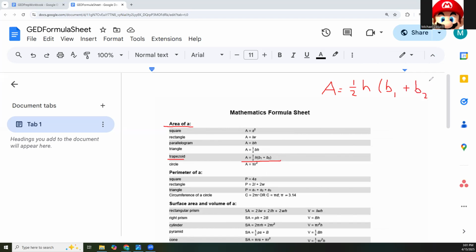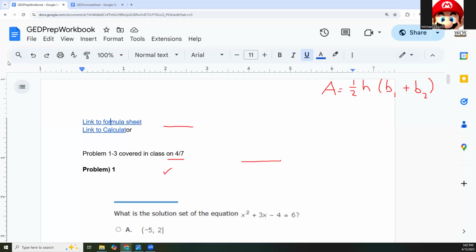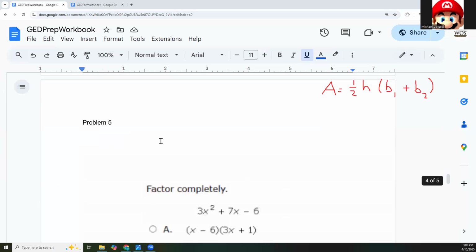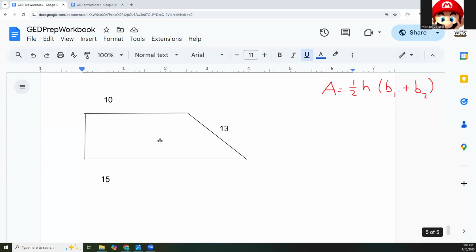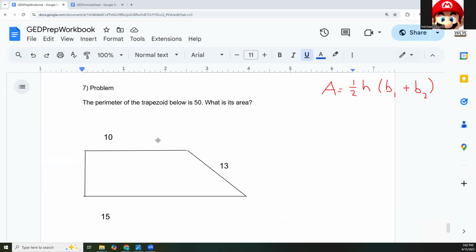Wow, that's complicated, huh? I think that's all I know. It's also talking about perimeter, but I don't see trapezoid there. But I know what perimeter is, so I'm going to tell you. All right, let's find the problem once more. Here we go. The perimeter of the trapezoid below is 50. What is its area? I have the formula for trapezoids right here.